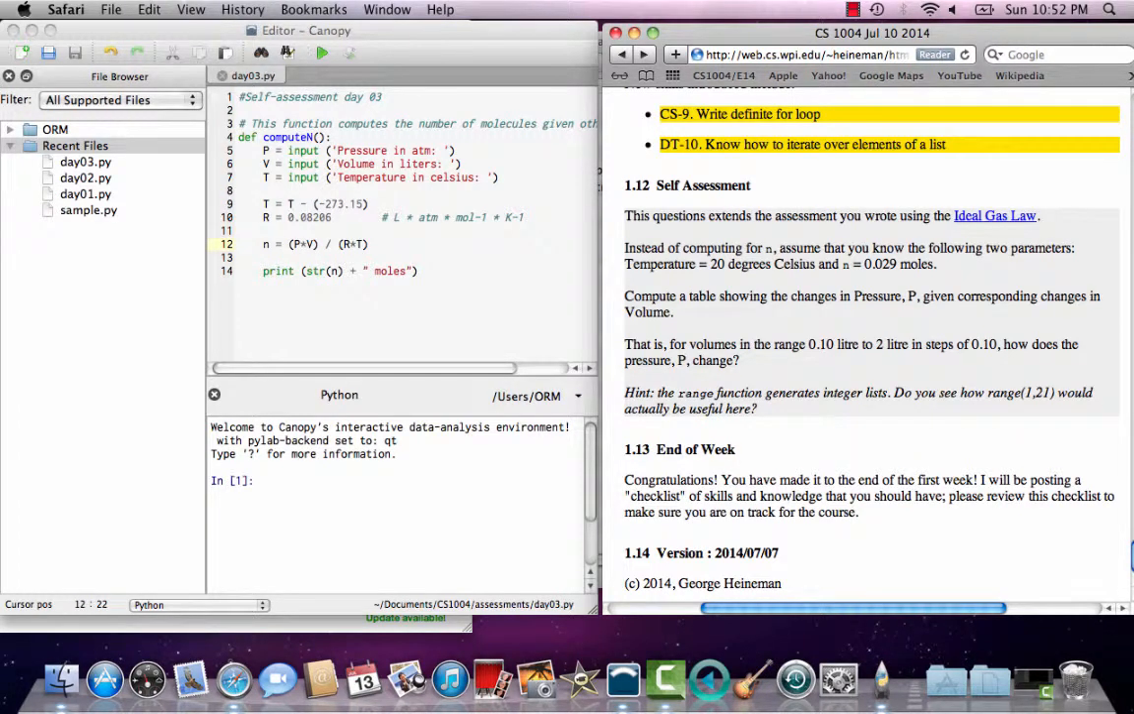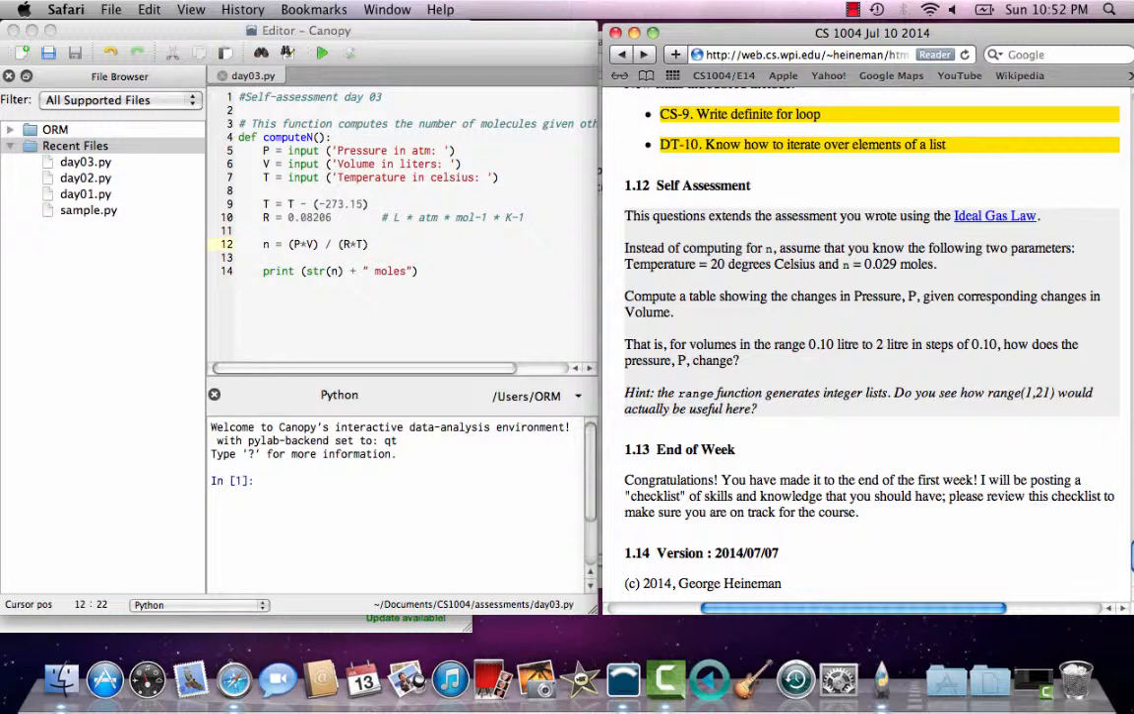For this self-assessment, you are going to extend the earlier one on computing the ideal gas law computation and turning it into a table form. This is one of the first things you learn to do as a programmer: work with a particular computation and show the results of that computation as the values change over some range. In this example, I want to know what happens to the change in pressure P given the change in volumes.